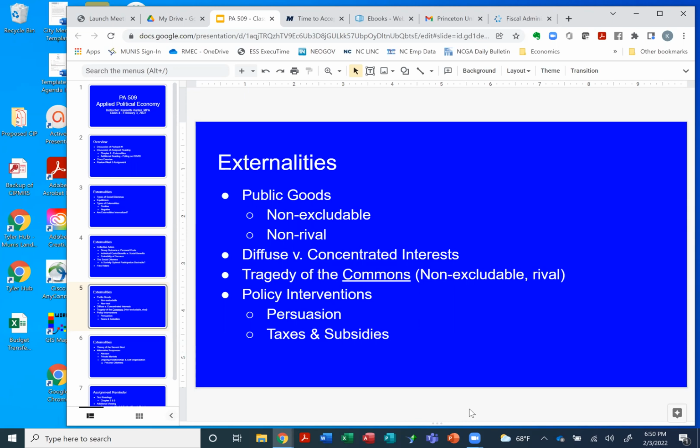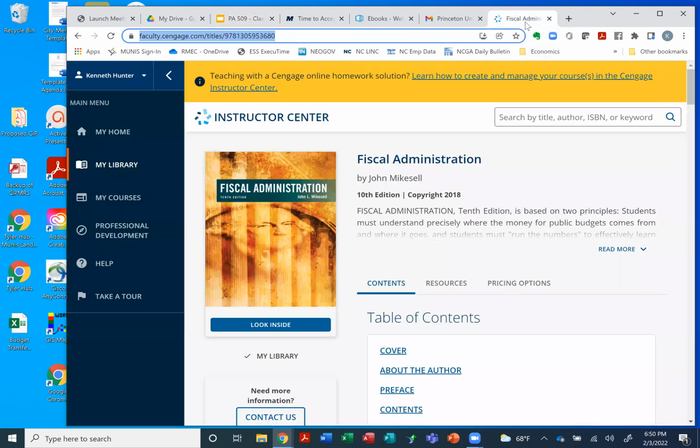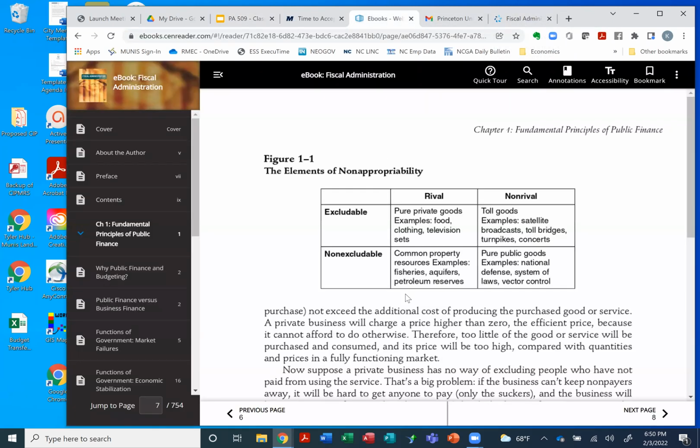And so what I want to do is I'm actually teaching another class right now and I want to show you something from the textbook for that class, because we covered public goods this week. And I want to show you a little example here, if everybody can see it. And what basically the author of this text says is that public goods are what they call non-appropriable. And what, again, it means is that we're talking about items that are non-excludable and non-rival. And as you can see in the bottom right of this matrix, we're talking about pure public goods. And so some good examples of that are national defense, our system of laws, vector control, which if you don't know what vector control is, that's the controlling of mosquitoes or other varmints or vermin that may be out there.